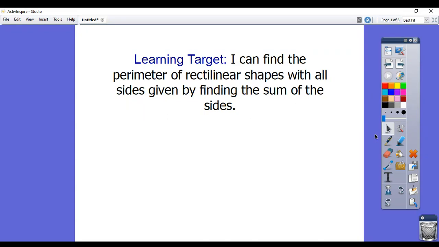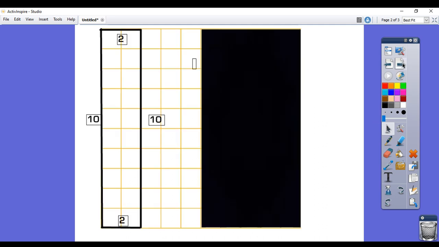Hey guys, today our learning target is I can find the perimeter of rectilineal shapes with all sides given by finding the sum of the sides. So remember, perimeter is the distance around the outside of the shape, and rectilinear can be anything from a square or a rectangle to other shapes that are made up of squares and rectangles using all straight lines. So let's look at some examples.